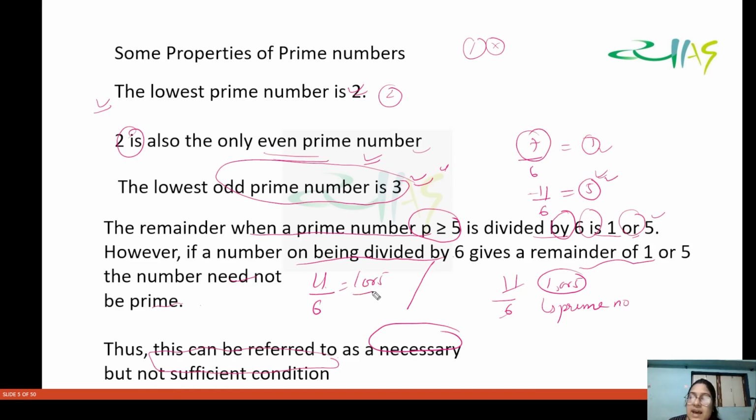This will give 1 or 5, that possibility is there in full. Okay, so I think now everybody is clear with this thing, that this is a necessary but not the sufficient condition. For example, let us think about any number that when divided by 6 gives a remainder 1 or 5.